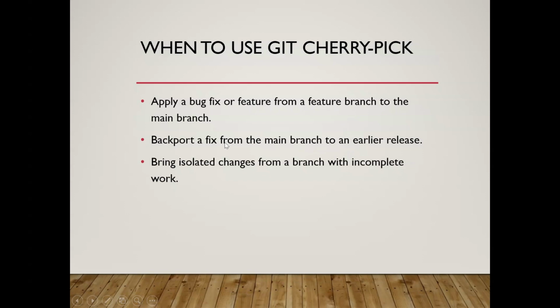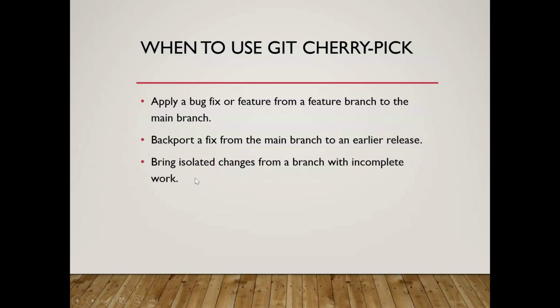Okay, even when we create a pull request, from the pull request as well we get an option to cherry-pick all the commits inside that pull request. I will show you after this video in Azure DevOps how we can cherry-pick the commit from one branch to a target branch. Okay, another case is if you want to bring isolated changes from a branch with incomplete work.